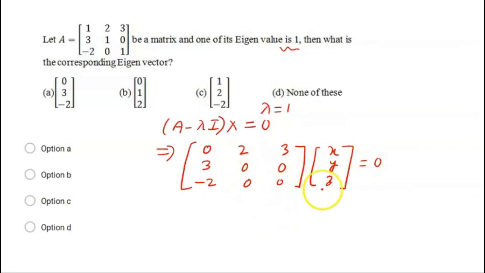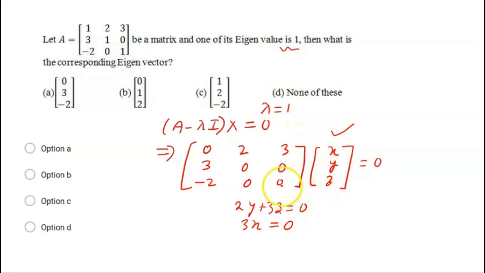So basically this is a homogeneous system of equations, and I am taking the first two equations. Suppose I take the first equation: 0x, so no need to write it, 2y plus 3z is equal to 0. And if you look at the second, it will give me 3x is equal to 0, right? Now eigenvectors are non-zero vectors, so we know that it will have a non-zero solution, right?